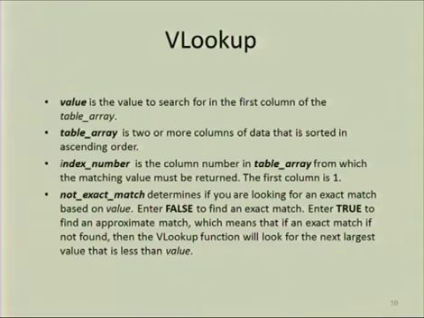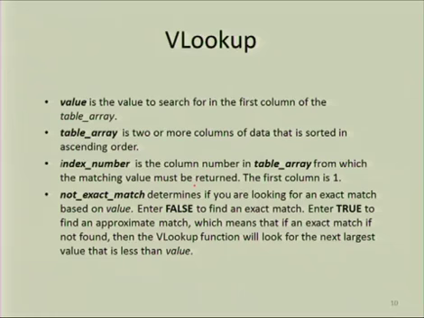So this is just recapping on what the value is. It's what the value is, what you are looking for. The table is where you are going to find your data. The index number is the column number that your data is in. And the last one is either true or false, whether it is a specific value or a range.